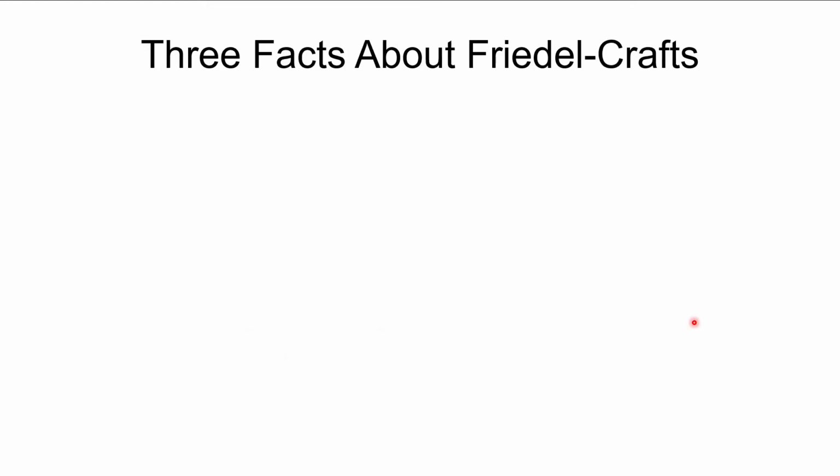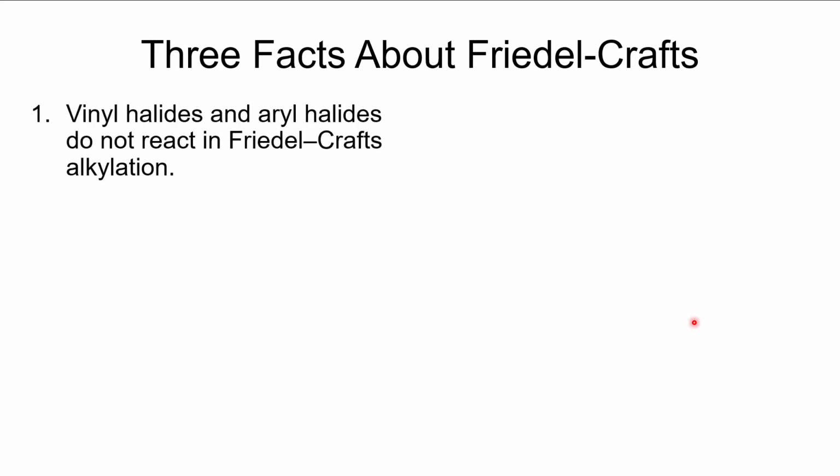There's a couple of interesting facts about Friedel-Crafts alkylation that you need to be aware of. First of all, this only works with alkyl halides where the carbon that is attached is sp3 hybridized. If you attempt to do this with a vinyl halide or an aryl halide, it's going to be unreactive, so you're not going to have much luck there.